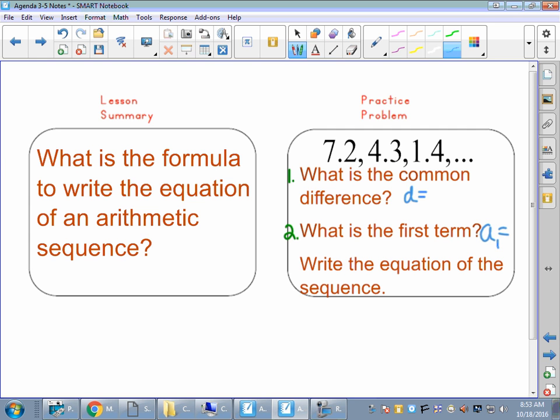And then the third thing I'd like you to do is to actually use that equation and write it. Don't forget to distribute. So look back at that one example we did right underneath the formula. Example 4 might be a good spot to do that. Find the common difference, find the first term, and then plug those in. Remember, the n will stay an n, so you're going to have an n in your equation. That'll be your variable.